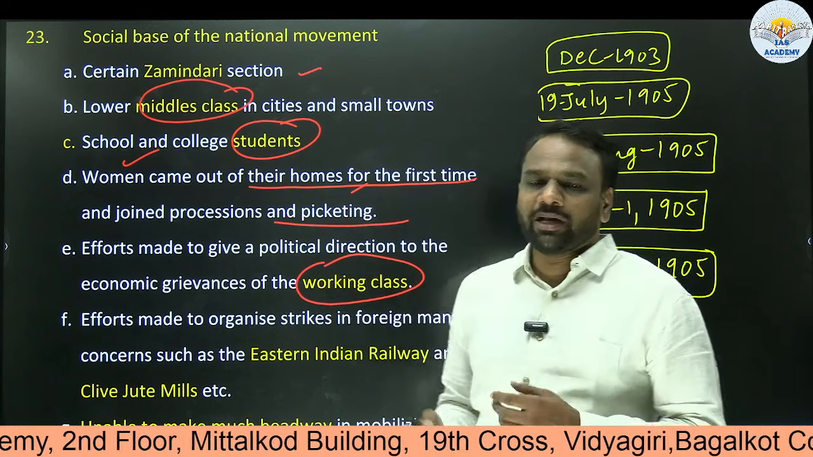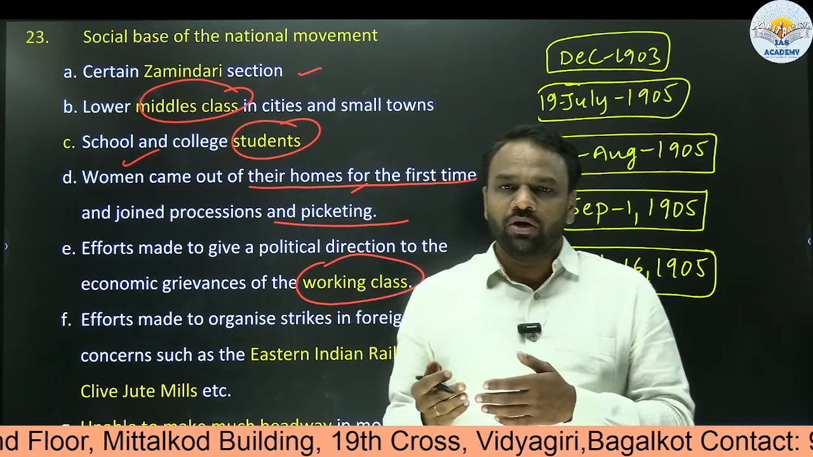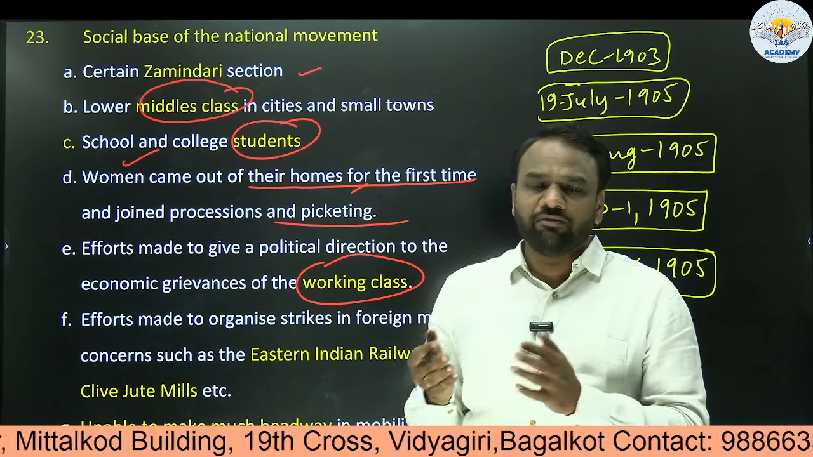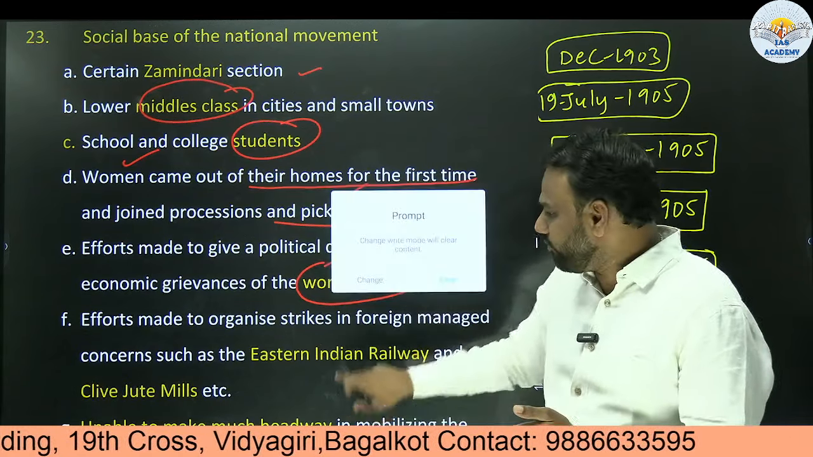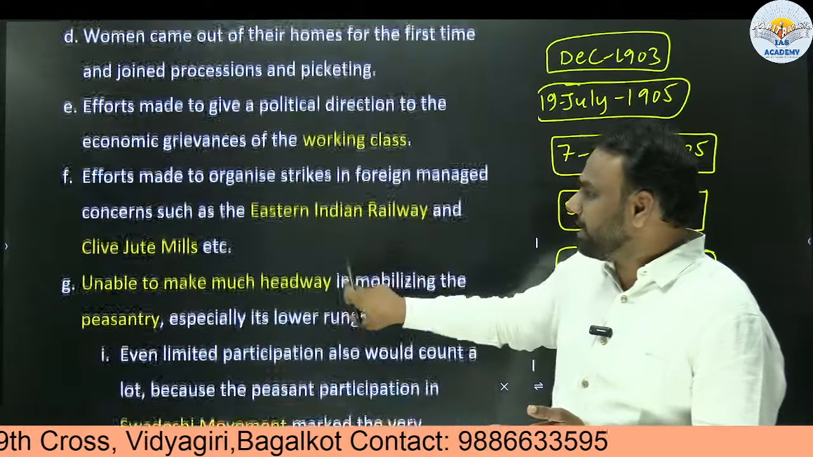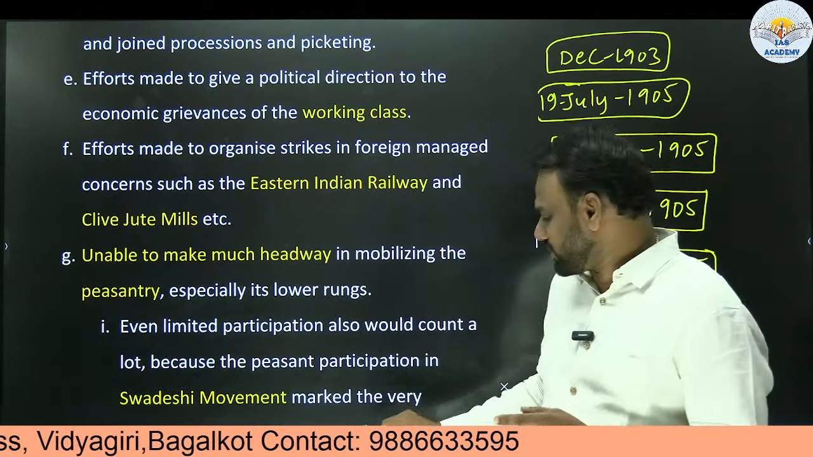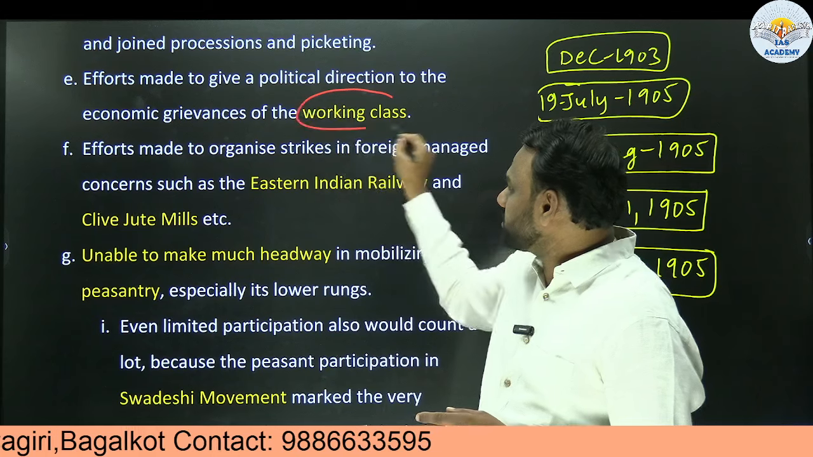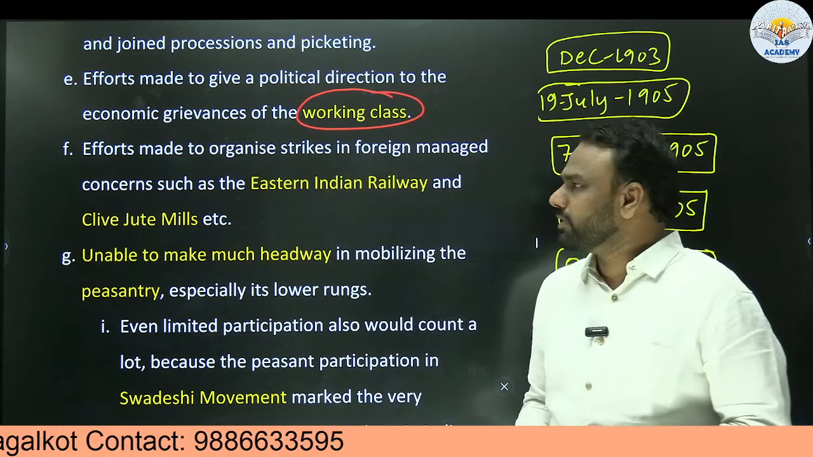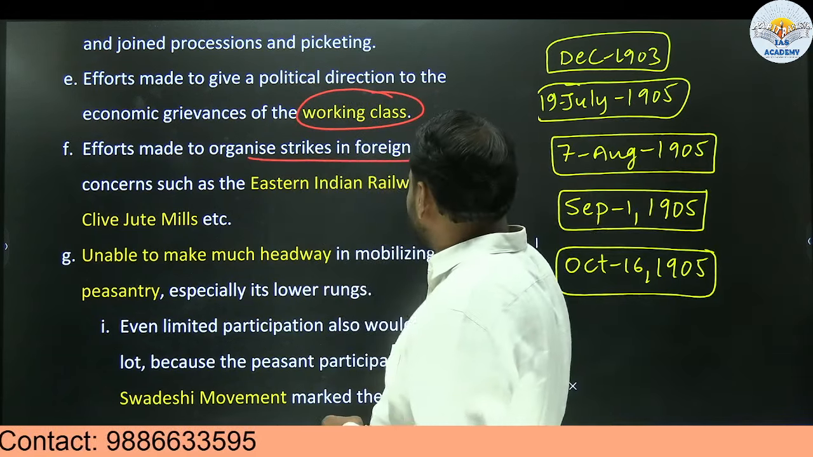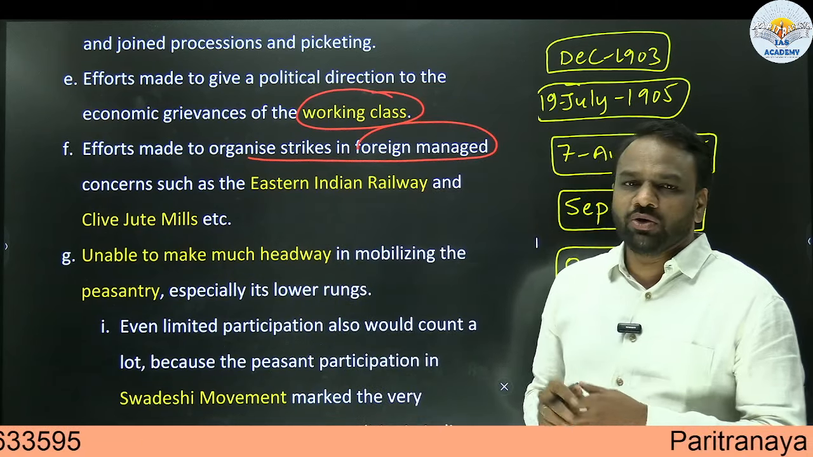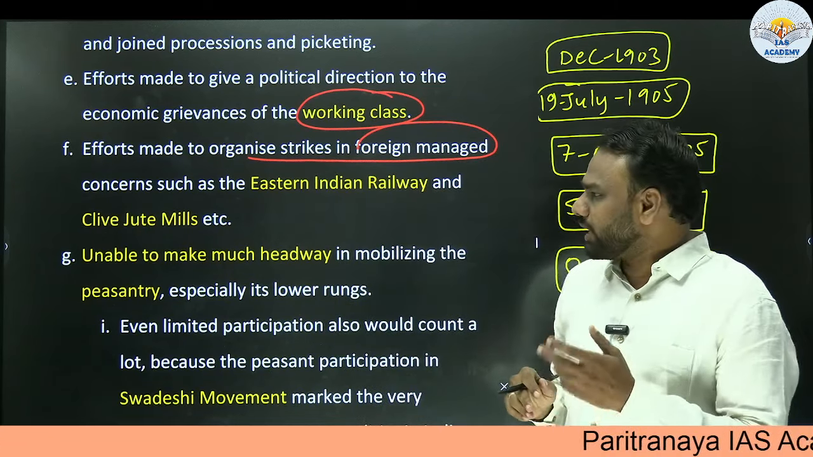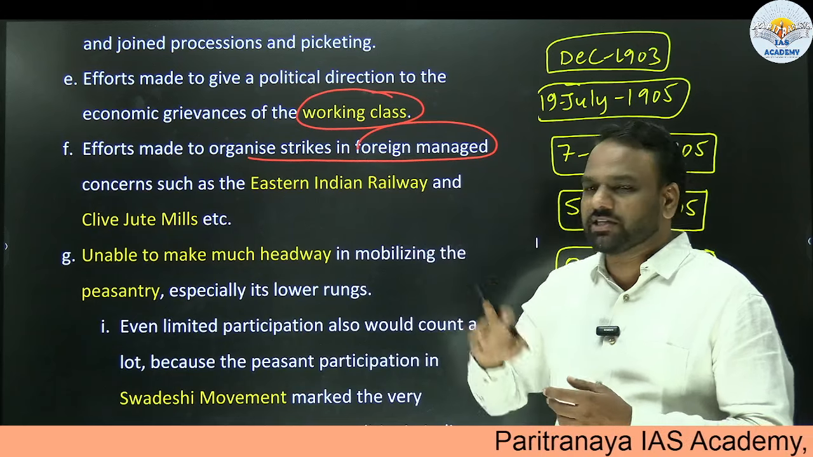Efforts were made to give a political direction to the economic grievances of the working class. Generally the working class is busy in their work, so they did not get sufficient time for the national movement before. But here the needs of the working class were aligned with that of the national movement. So in this fashion, even the working class participated in the Swadeshi movement. Efforts were made to organize strikes in foreign managed concerns such as Eastern Indian Railway and Clive jute mills. This is just an example of how railway workers and jute mill workers also participated in the Swadeshi movement.